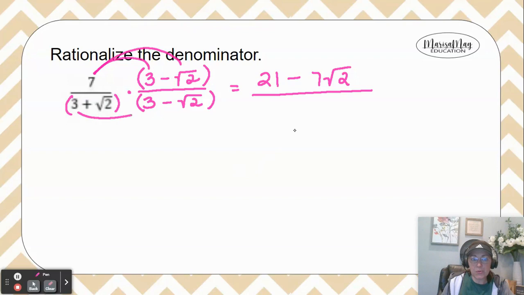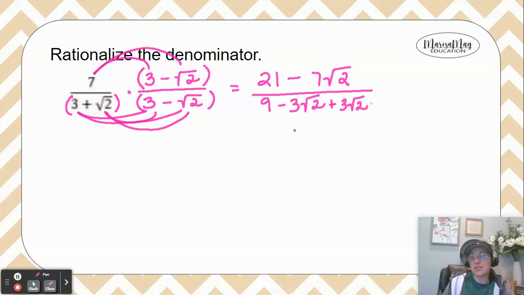So I'm going to do 3 times 3, which is 9. 3 times the negative square root of 2, which is negative 3 square root of 2. Then square root of 2 times 3, which is positive 3 square root of 2. And then square root of 2 times negative square root of 2, which is negative square root of 4.